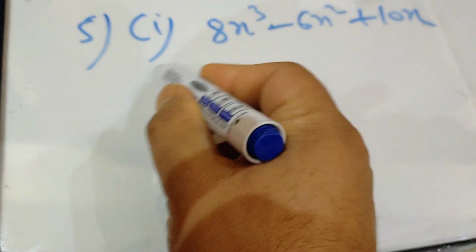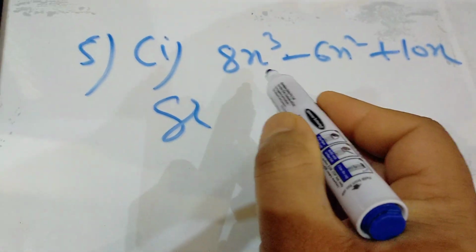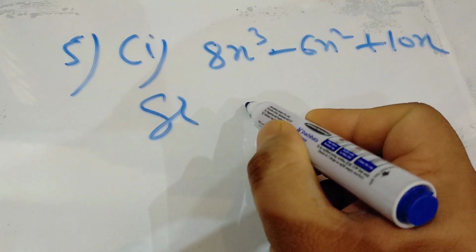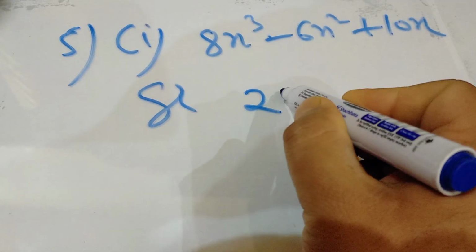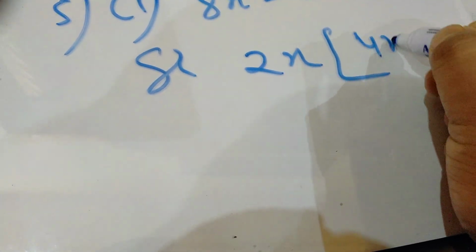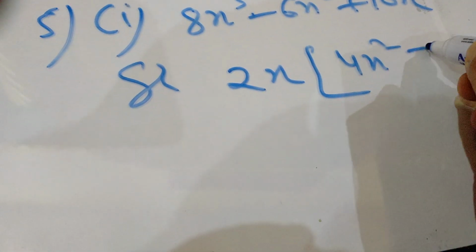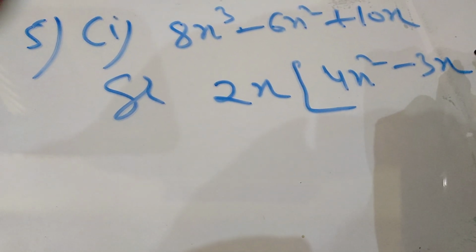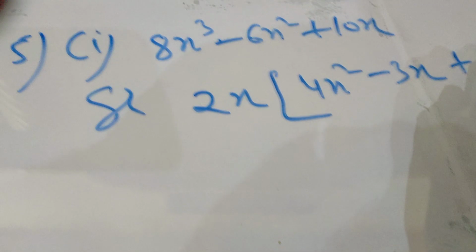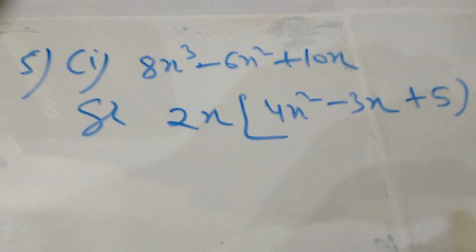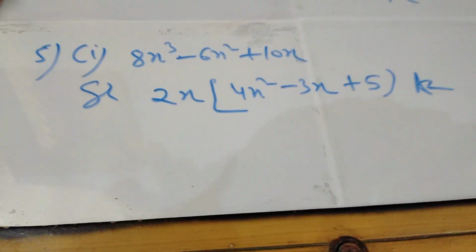Now look at the next part. It is given 8x cube minus 6x square plus 10x. Here what is common? 2 is common, x is common. So in the bracket it will be 2 4s are 8, x square, minus 2 3s are 6, it is x, and plus 2 5s are 10. So this is the final answer, because further we cannot solve it.